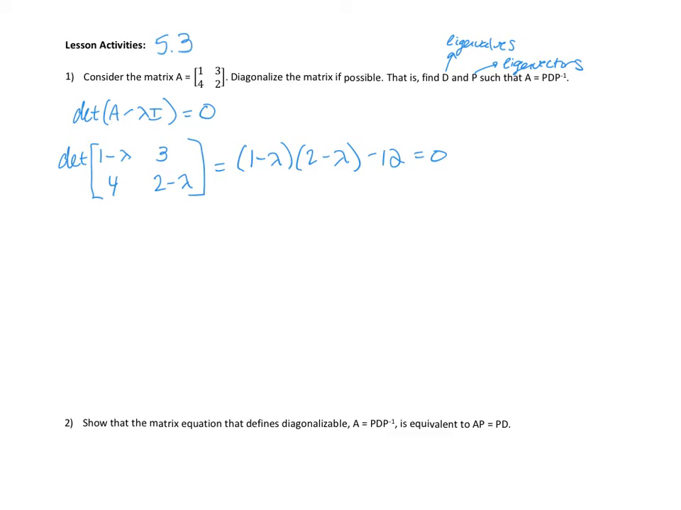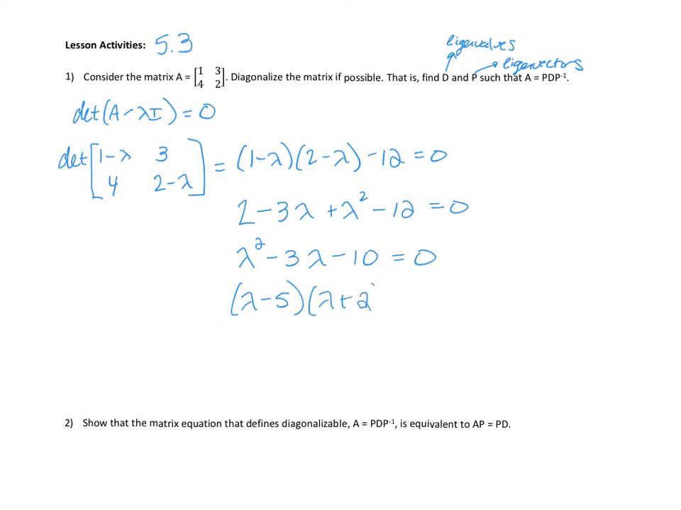Multiply this out and I get 2 minus lambda minus 2 lambda is minus 3 lambda plus lambda squared minus 12. Combine like terms. 2 minus 12 is negative 10. Factor. And we get lambda equals 5 and negative 2.